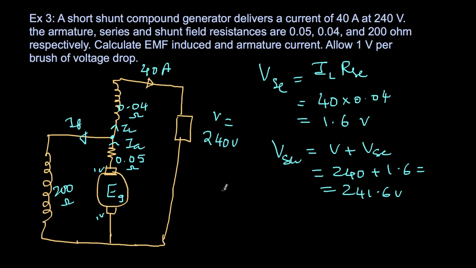Given this voltage, now I can find out the field current. That is ISH or IF, which is nothing but 241.6 divided by 200. So how much does it come to?